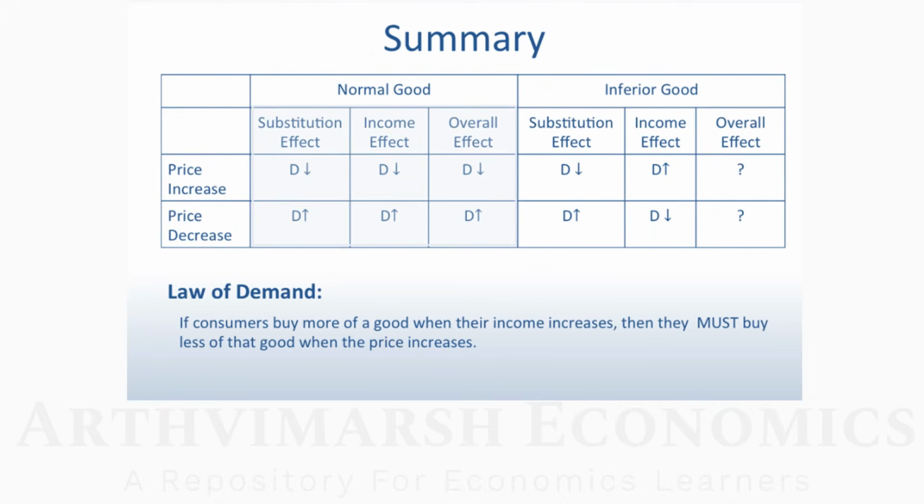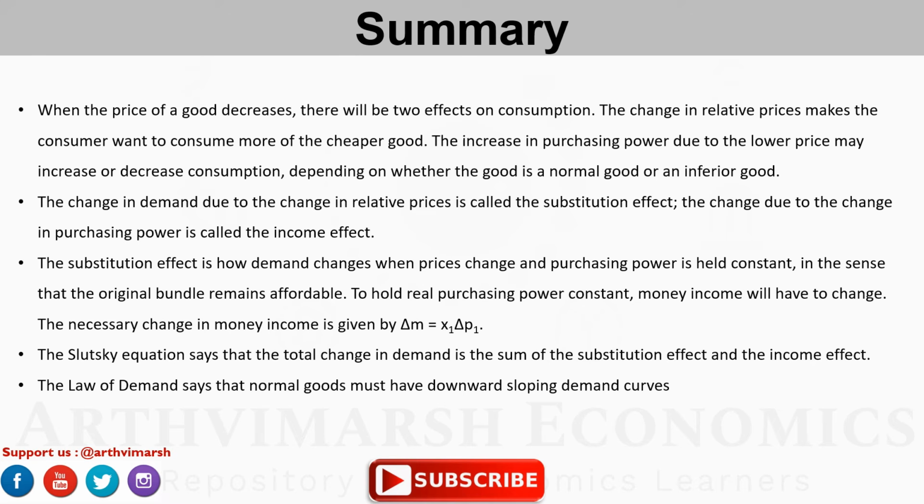Another key takeaway from the discussion is the emphasis on the law of demand. So if consumers buy more of a good when their income increases, then they must buy less of that good when the prices increase, right? So this has been emphasized in the discussion which we have done. To summarize the chapter, when the price of a good decreases, there will be two effects on consumption. The change in the relative price makes the consumer want to consume more of the cheaper good. The increase in the purchasing power due to the lower price may increase or decrease consumption depending on the nature of the good, whether it's normal, inferior, or Giffen good.